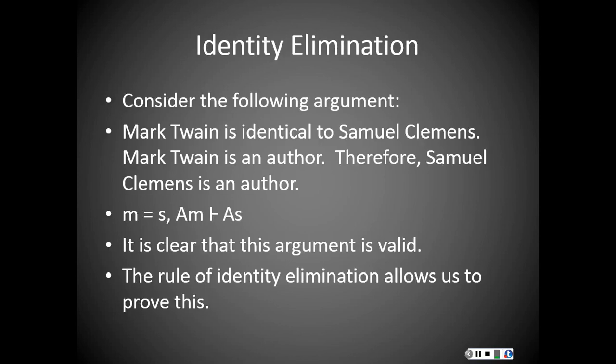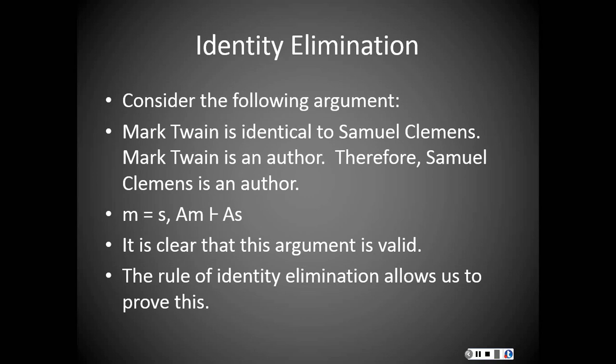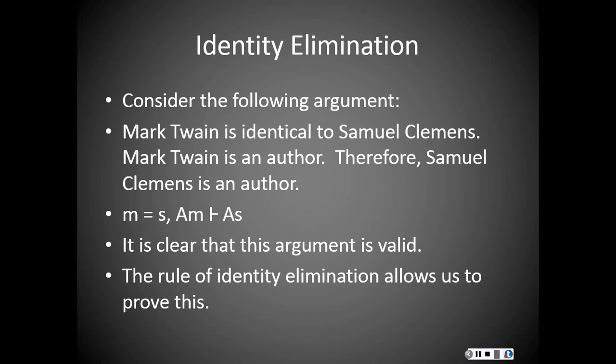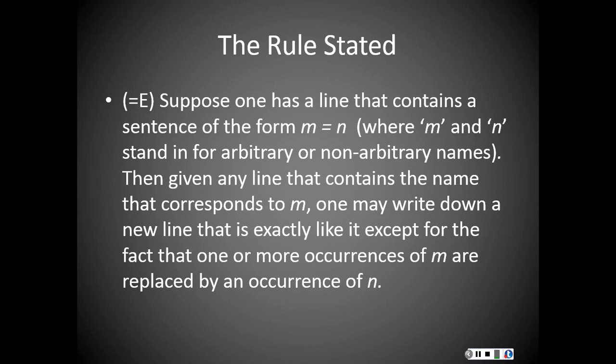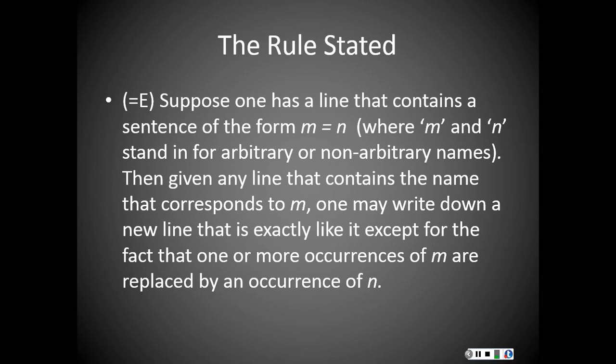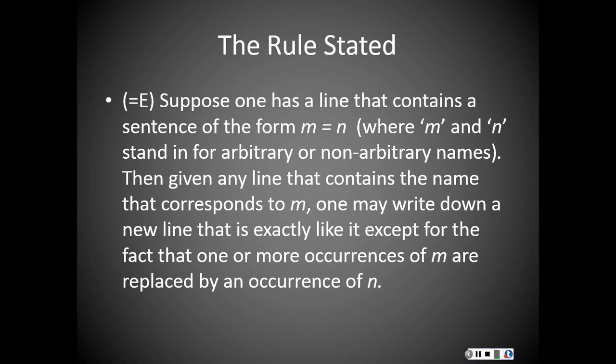Alright, the rule of identity elimination allows us to prove that this argument is valid. So here is a statement of the rule. Suppose one has a line that contains a sentence of the form m equals n, where m and n stand in for arbitrary or non-arbitrary names. Then given any line that contains the name that corresponds to m, one may write down a new line that is exactly like it, except for the fact that one or more occurrences of m are replaced by an occurrence of n. Well, that's a bit of a mouthful, but the rule itself is actually pretty straightforward.